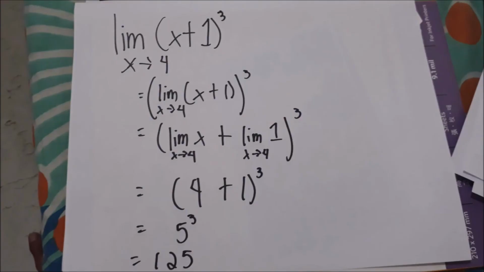For example, the limit of x plus 1, cubed, as x approaches 4 is equal to the quantity of the limit of x plus 1 as x approaches 4, cubed, which is equal to the quantity of the limit of x as x approaches 4 plus the limit of 1 as x approaches 4, cubed. And that is equal to the quantity of 4 plus 1, cubed, which is 5 cubed, or 125.